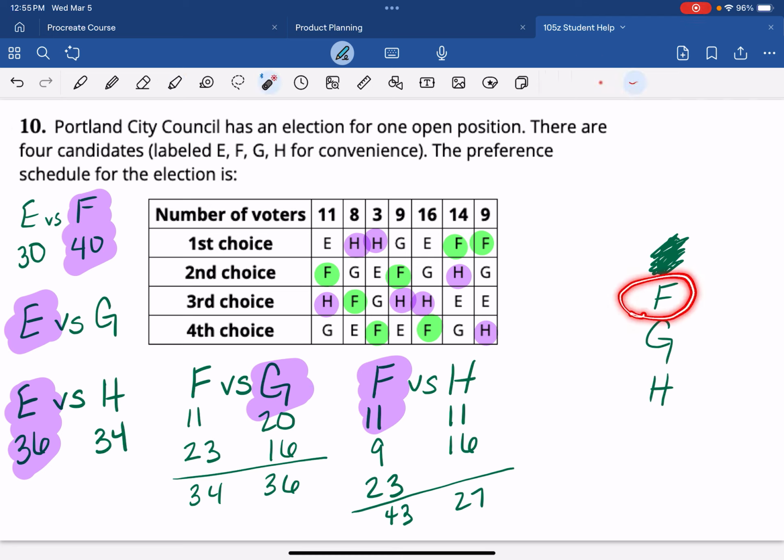So now we've taken F and we've compared it to E, we've compared it to G, and we've compared it to H. Those are our other 3 candidates. So we're done comparing F. So now we can compare G with all the other candidates. We already have G compared with E, and we have G compared with F. So the only one left to compare G with is H. So let's do that one.